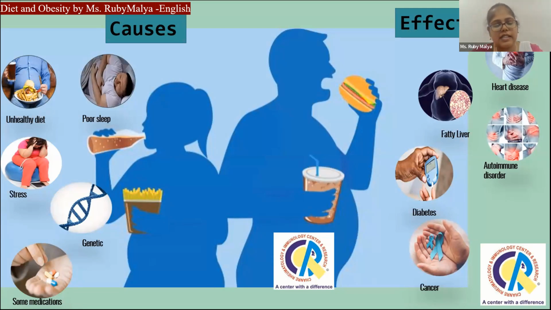Stress. People nowadays can't handle any situation. They get stressed too much. When you are getting too much stress, the cortisol in your body increases. It leads to fat accumulation and overweight. Genetics.